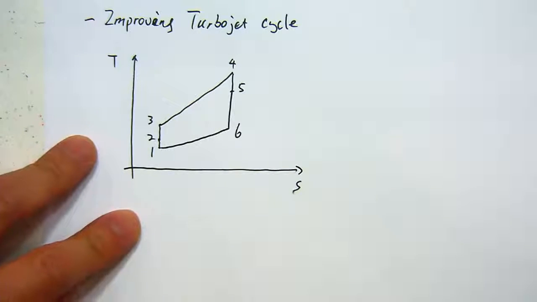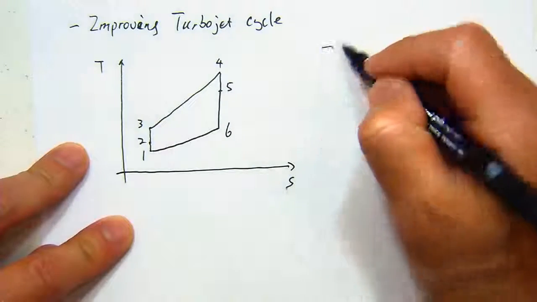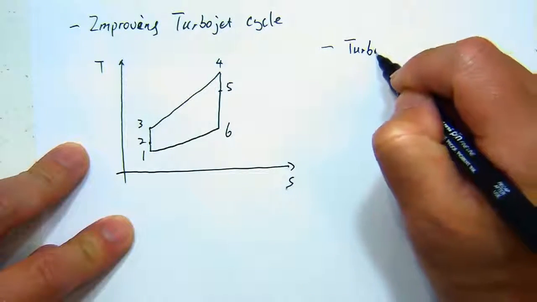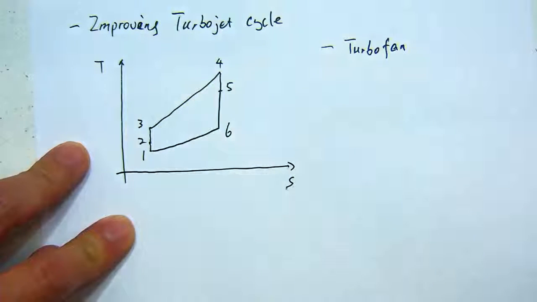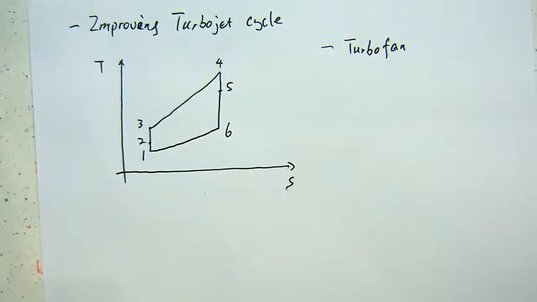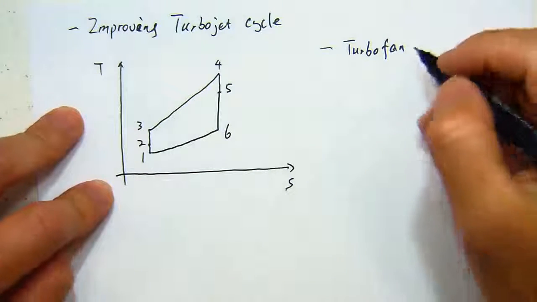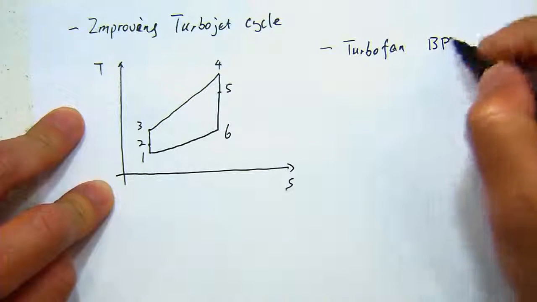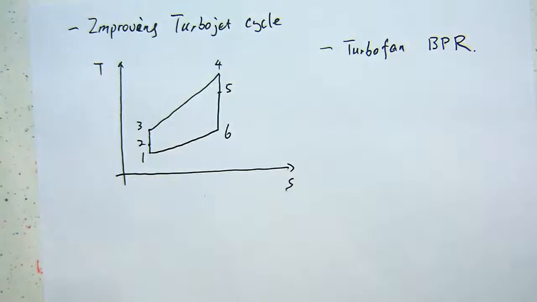So instead of using pure turbojet cycle, one major modification is a turbofan, which is you put a fan in to drive a large amount of air going through the engine, but only a fraction of it going through the combustor. So there is a bypass ratio which we defined. So that's a fraction of the amount of air not going through the combustor versus the amount of air actually going through the combustor.